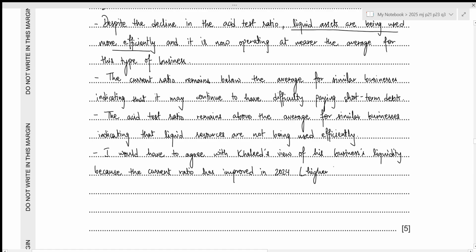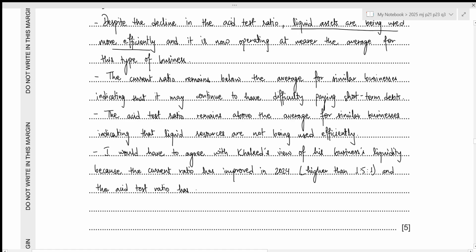Higher than 1.5, and the asset test ratio has declined in 2024 while still maintaining a higher value than that of the industry average.